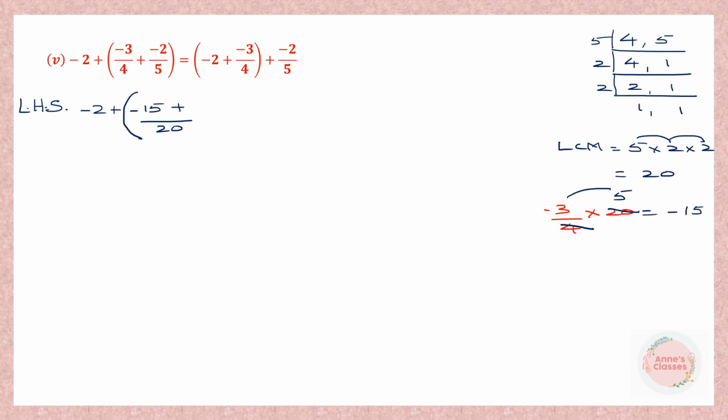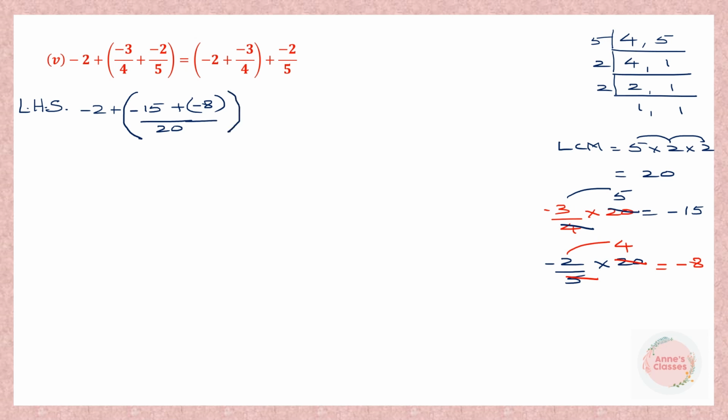Now take the second rational number, which is minus 2 by 5, and multiply it with the LCM. So let's do that. Minus 2 by 5 into the LCM, which is 20. We can cancel 5 and 20. 5 fours are 20. Multiply these two, we get minus 8. So let's write that. So this will be plus minus 8. Okay, now close the brackets.